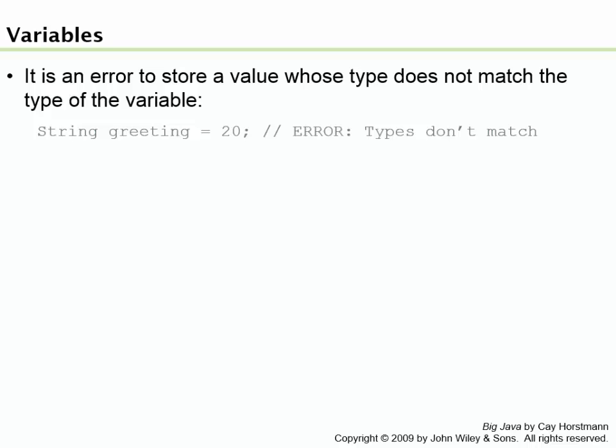It's an error to store a value in a type that does not match. Here we have a string greeting, and we try to store an integer in it, and the compiler will not like that. It will put up an error and say, hey, this doesn't work. So if you try to set a variable to a value that doesn't belong, it will not compile.